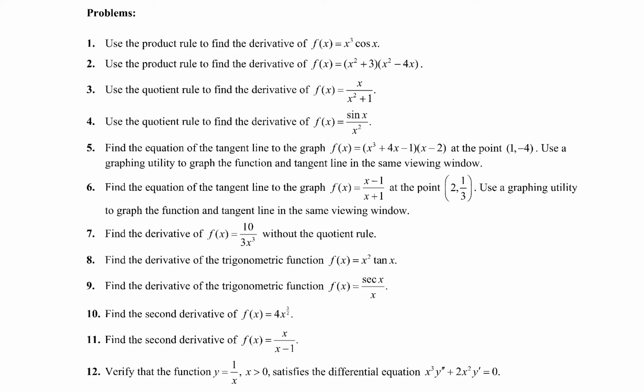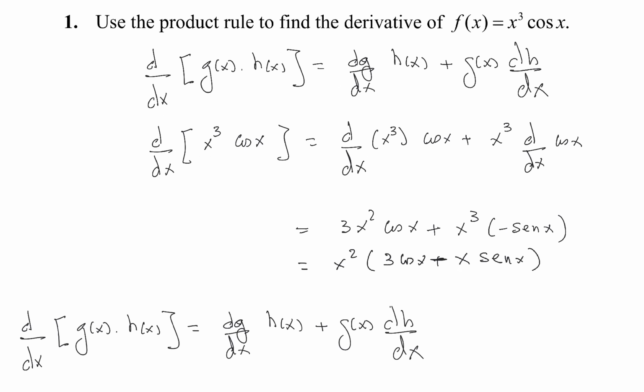So these are the 12 problems that we are going to do. Let's start solving this problem. We apply the product rule. We have here the product of two functions, x cubed and cosine of x. What is the derivative of this product? The derivative of the first, 3x squared, by the second, cosine of x, plus the first, x cubed, multiplied by the derivative of the second. The derivative of cosine of x is minus sine of x.